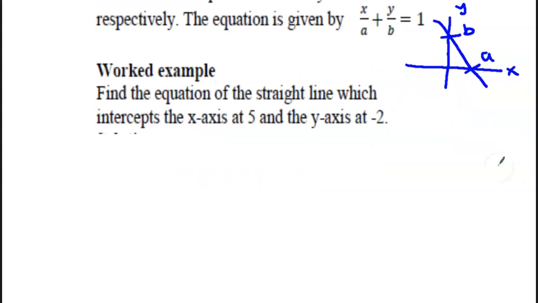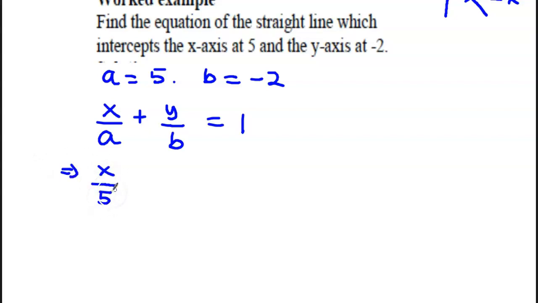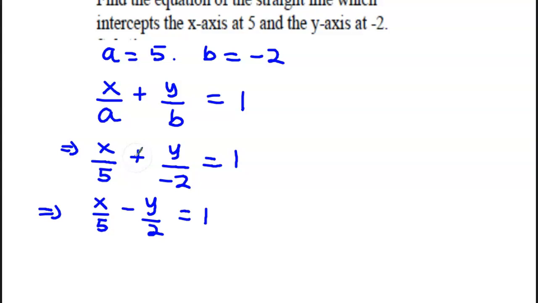Let's take some example. Find the equation of a straight line which intercepts the x-axis at 5 and the y-axis at minus 2. So A becomes 5 and then B is minus 2. You know the equation is x over its intercept plus y over its intercept is equal to 1. Let's substitute: x over 5 plus y over minus 2 is equal to 1. We can rewrite it as x over 5 minus y over 2, which is equal to 1. The minus affected the plus here.